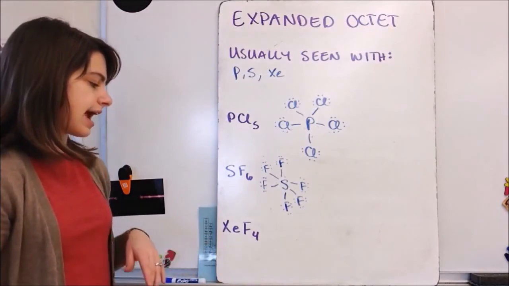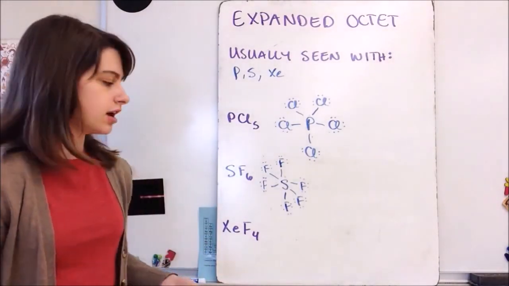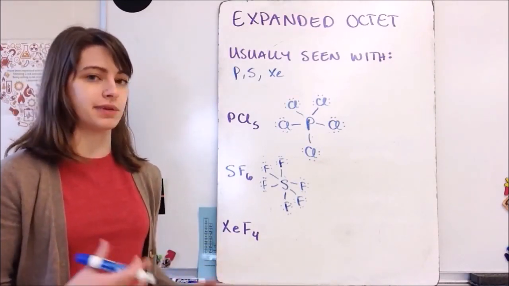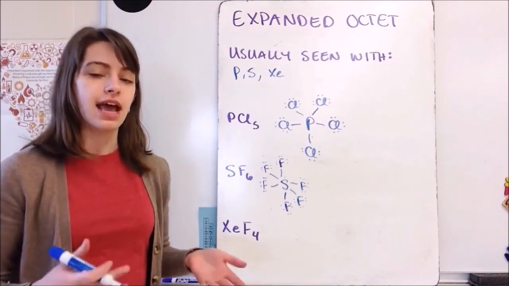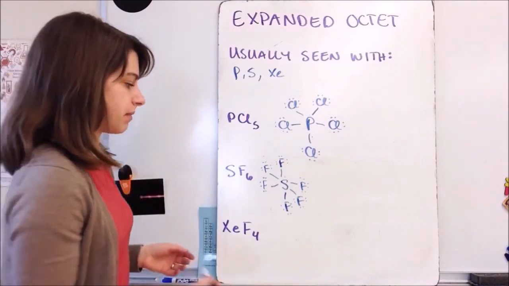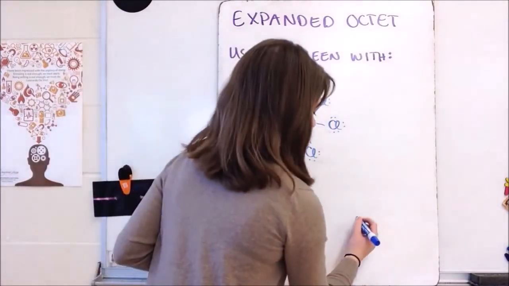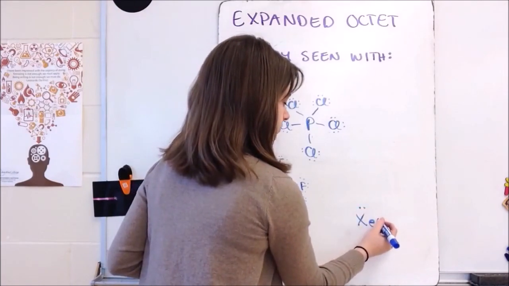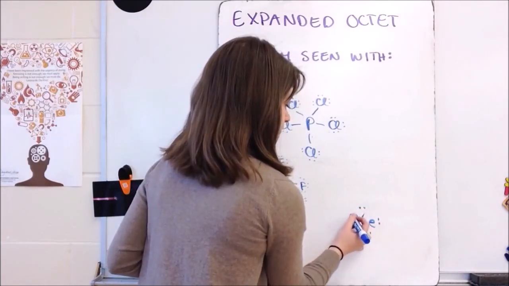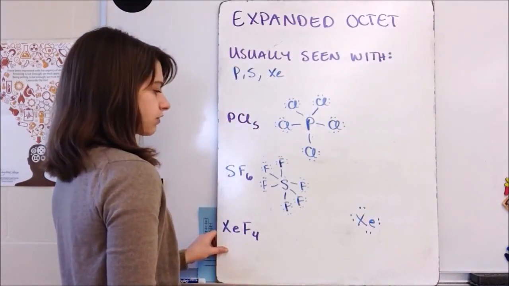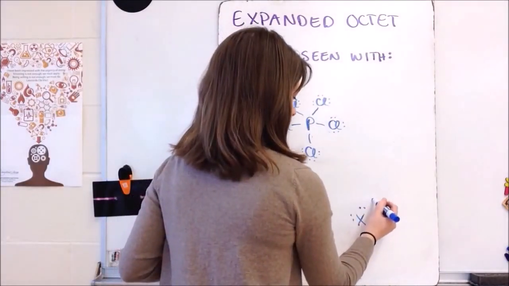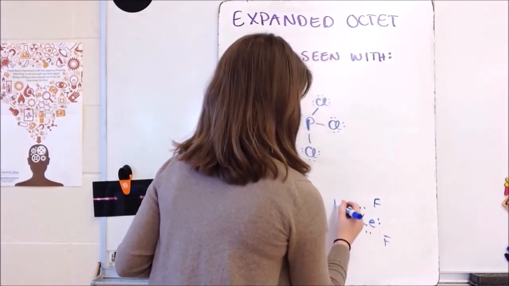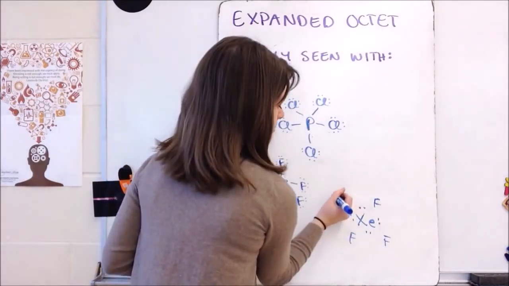And then finally, let's look at XeF4, so xenon and fluorine. So this looks like it might still be okay because it just has 4 things bonded, but xenon's a noble gas. Xenon already has 8 valence electrons. So let's look at what this might look like. So xenon's going to go in the middle, and it's going to have 8 valence electrons. So let's go ahead and draw those in. And then it's going to bond with 4 fluorines. And each fluorine has 7 valence electrons.